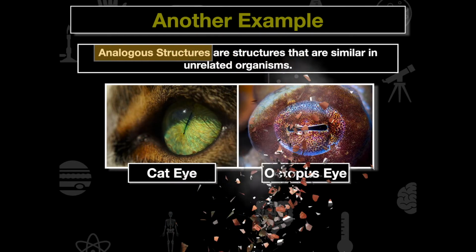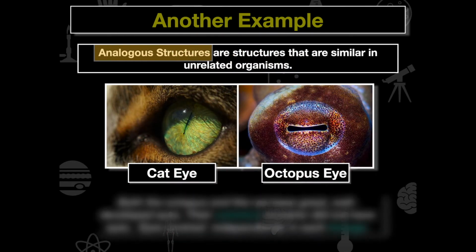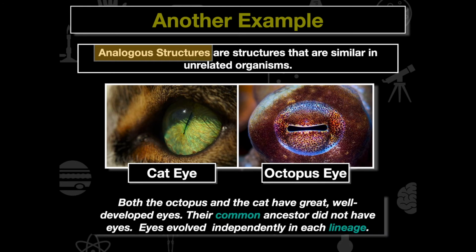Now, if we look at the similarities between the two, both the octopus and the cat have great, well-developed eyes. And if we look at cuttlefish and octopus eyes, they're actually more complex and allow the organism to see better than human eyes.